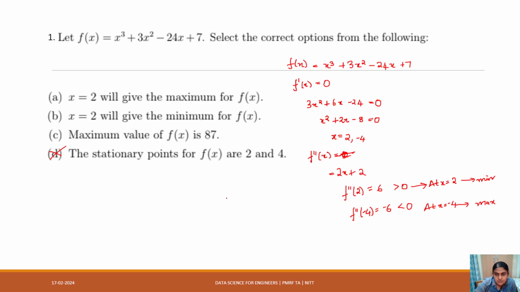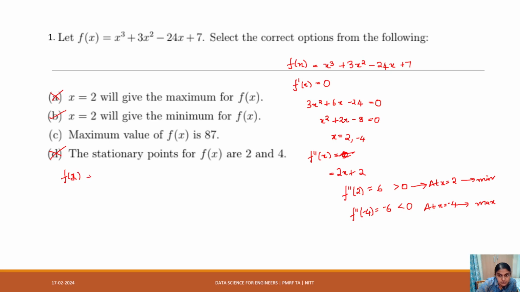Okay, so here the question is minimum or maximum. So x equal to 2 will give you the minimum for f of x. That answer B is fine, that is right. Next, another thing that we have to look at, there is another option, maximum value. So this is wrong actually. Option A is wrong, option D is wrong, B is right. Then what we have to do is find the maximum value. So f of 2 you have to find.